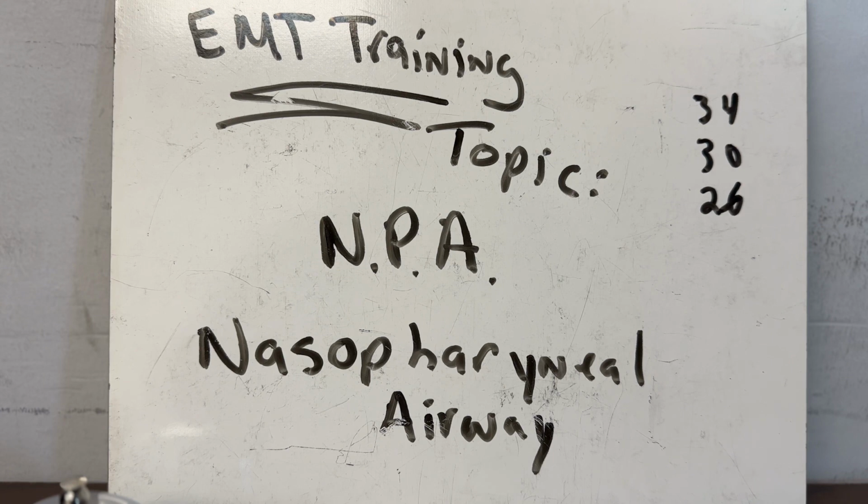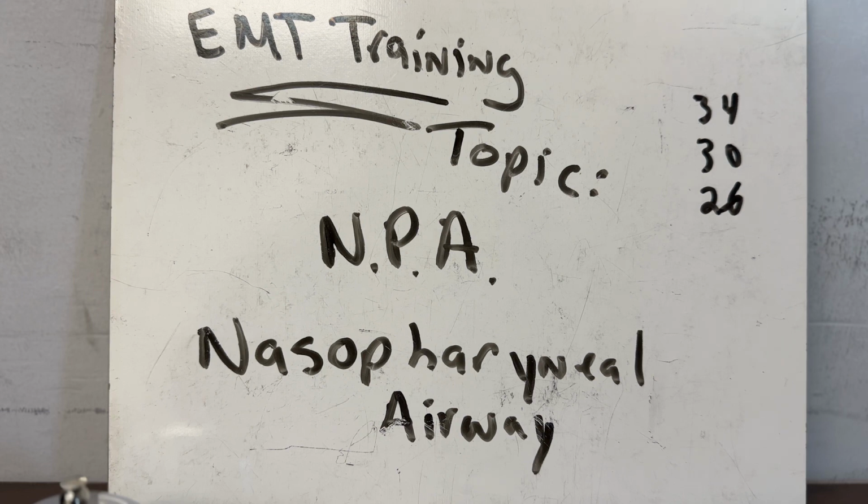So now we're going to discuss the NPA, the nasopharyngeal airway. We already discussed how to open the airway, which is a head tilt chin lift or a jaw thrust. Head tilt chin lift for a medical patient, and a jaw thrust for a traumatic patient with spinal injuries or significant injuries, or a patient who is unresponsive. And we'll talk more on that in one other video, but let's go to the NPA.